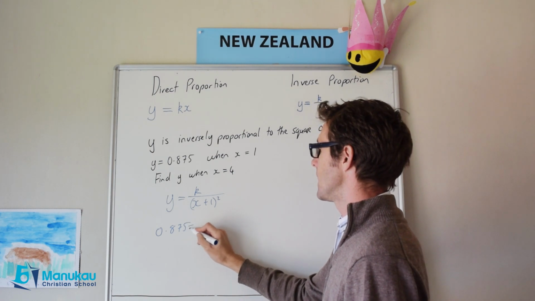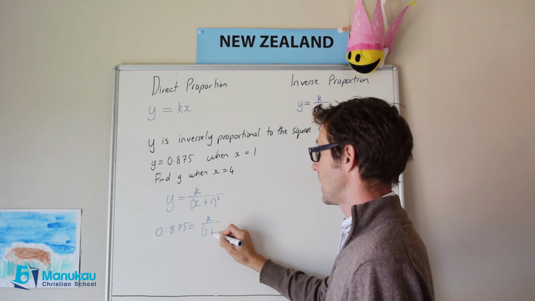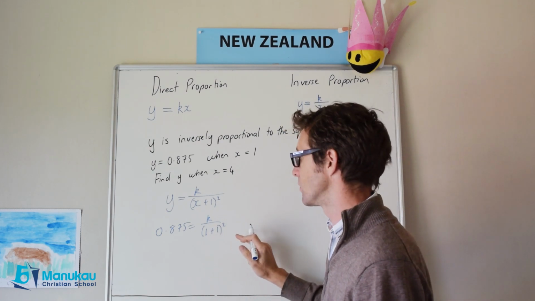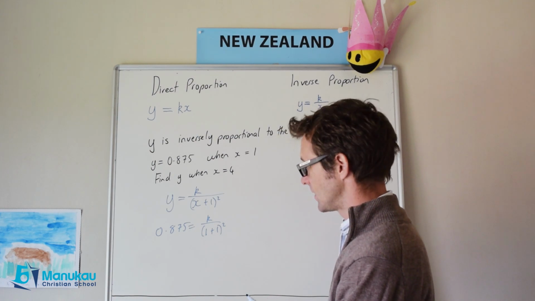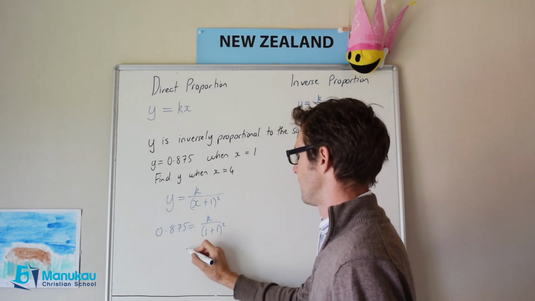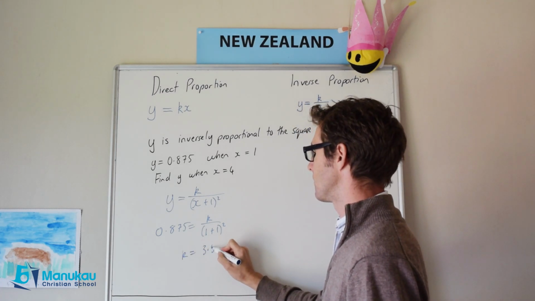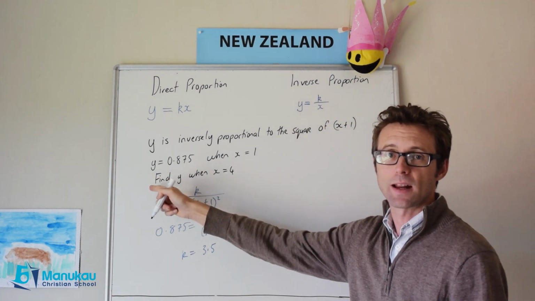0.875 for y equals k over 1 plus 1 all squared. 1 plus 1 all squared, that's 2 squared, which is 4, and so we just go 4 times 0.875, and we get k is equal to 3.5. Okay, now we get to the last part of the question.